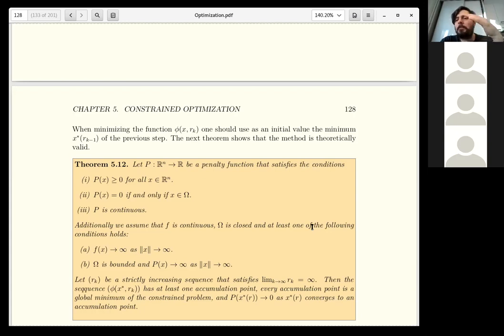We don't make any statement about what the algorithm is that is used for minimizing this modified problem, this theta of x and r. Obviously, if we want to use a method that uses second derivatives, we want it to be continuously differentiable or twice differentiable.